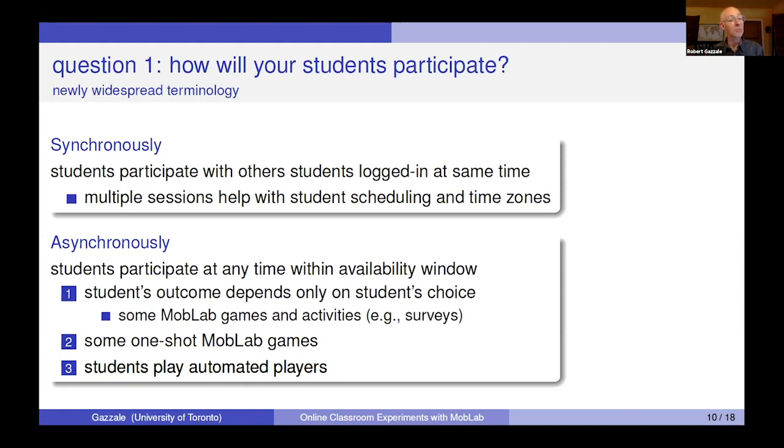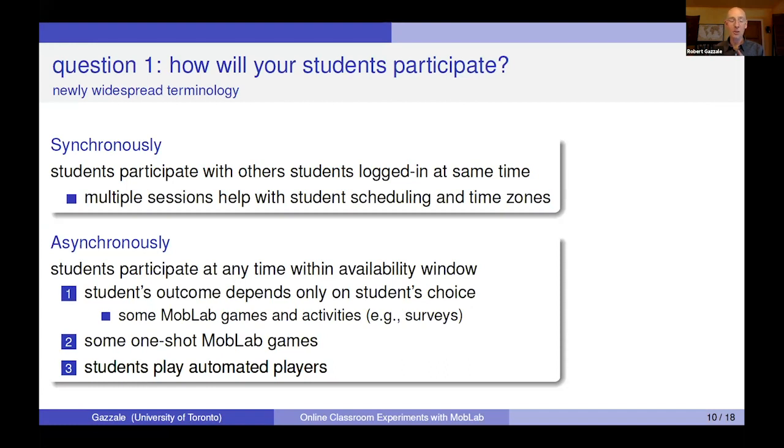The other option is async or asynchronous. And in that case, there's going to be a window of time at which the students can participate, and the student can show up at any time and participate. And there are 3 different scenarios in which you might be able to make this work. The first one is for an activity, a game, market, or experiment, where the student's outcome depends only on the student's choice.